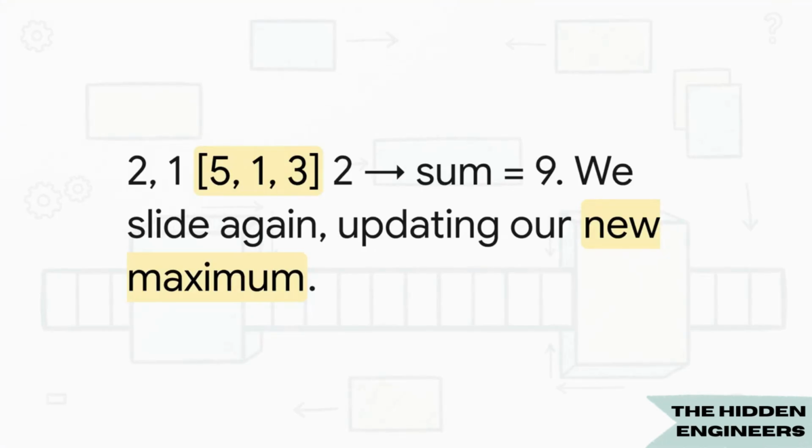Let me just do it again. Slide to the right. We take our sum of 7, subtract the 1 that's leaving, add the new 3 that's entering, and our new sum is 9. Hey, that's our new maximum so far. And you just keep doing this simple add and subtract dance all the way to the end.